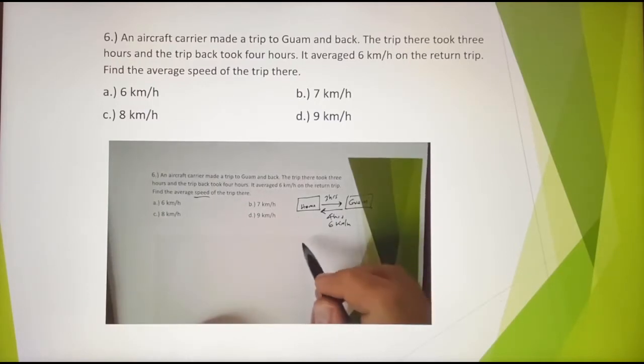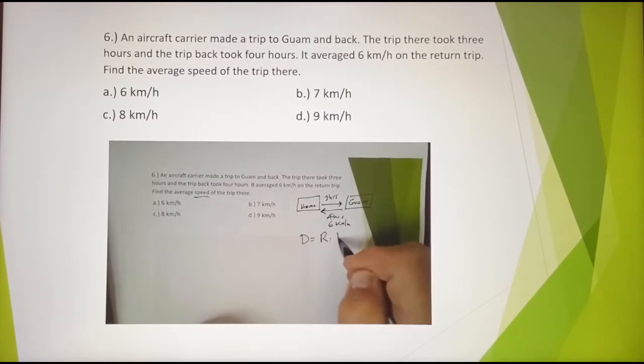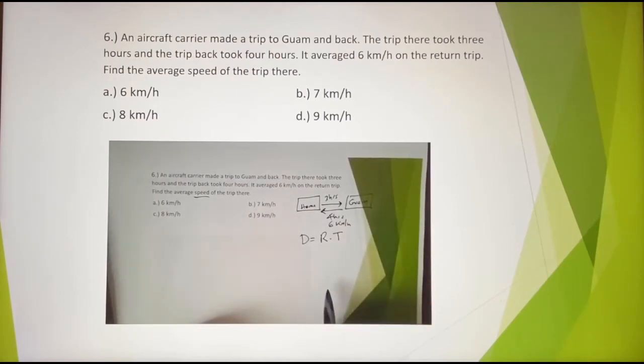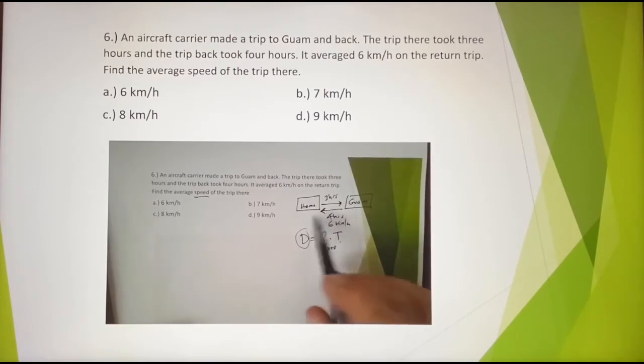Well, we need to use one of the formulas that you are given, and that is distance equals rate times time. D equals RT. Rate is the same thing as the speed. You'll be given that formula in the formula sheet, but it's a good one to know anyway. So we're going to plug in the information that we have into this formula. But the thing that we don't know is the distance, right? We do know a rate and we do know a time for one of the directions, but not for the other one.